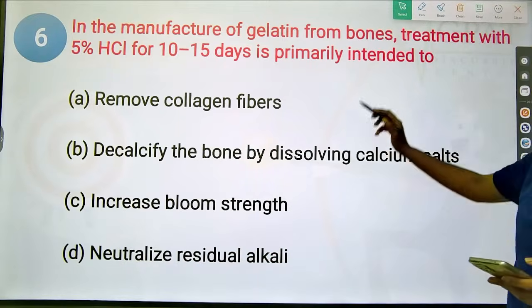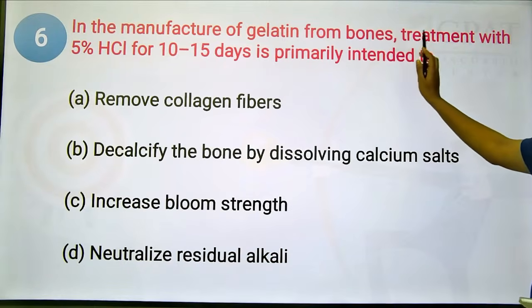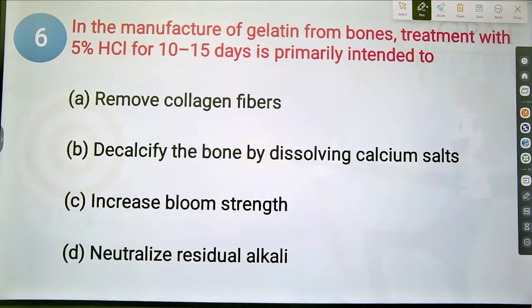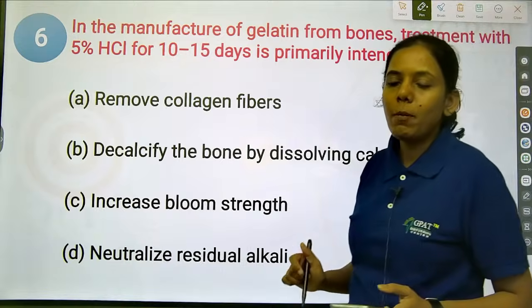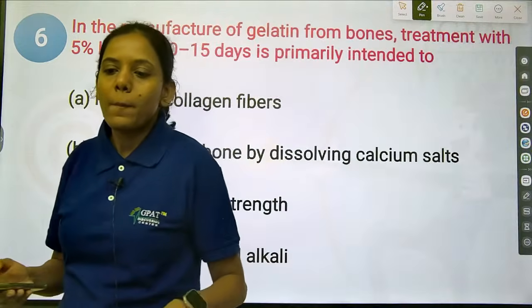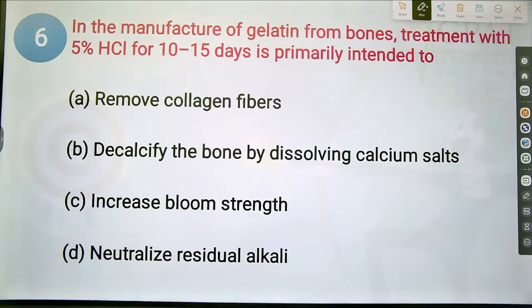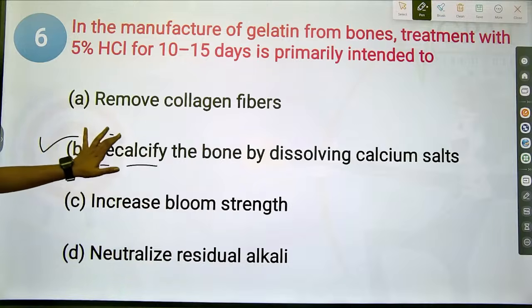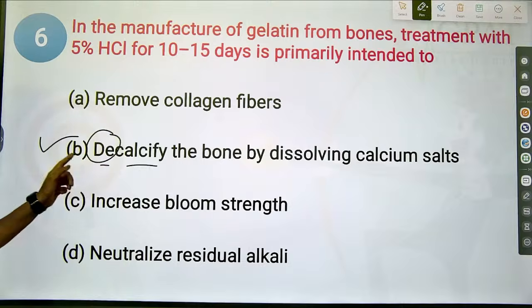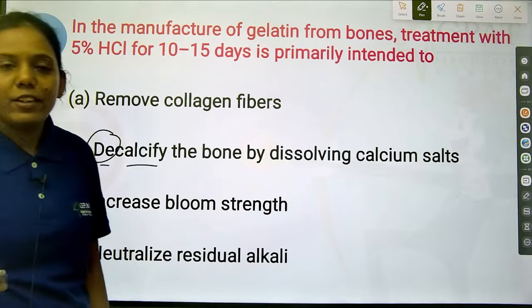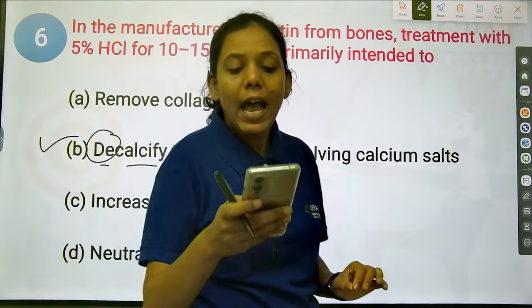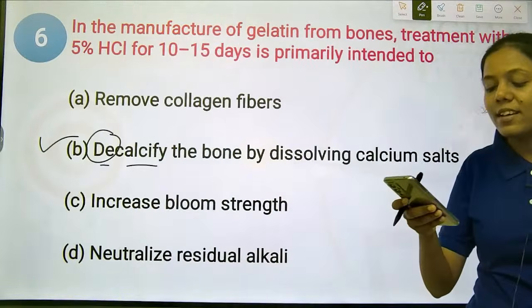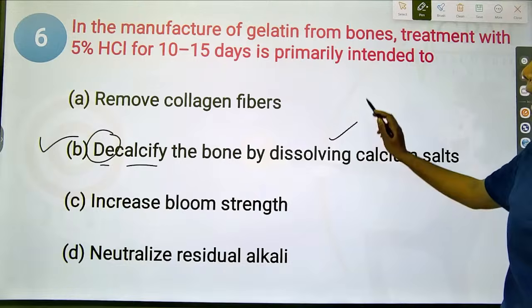So the next question is, in the manufacture of gelatin from bones, treatment of 5% HCl for 10 to 15 days is primarily intended to. Now whenever they talk about bones, what are they made up of? Calcium, right? So to dissolve this calcium so that it will not be present in the raw gelatin, we will decalcify. De means what? Removal of something. Decalcify the bone by dissolving the calcium salts, and this work is done by hydrochloric acid.